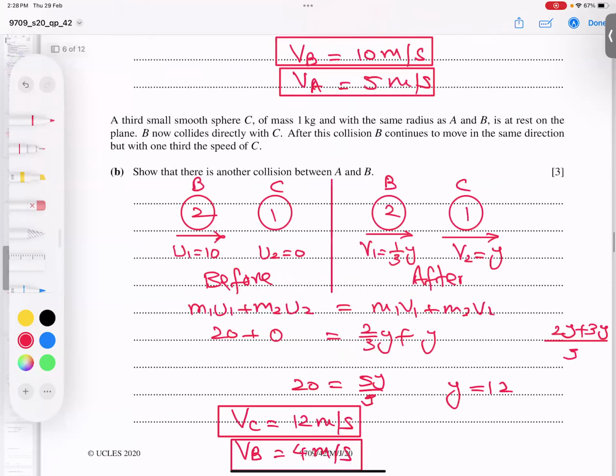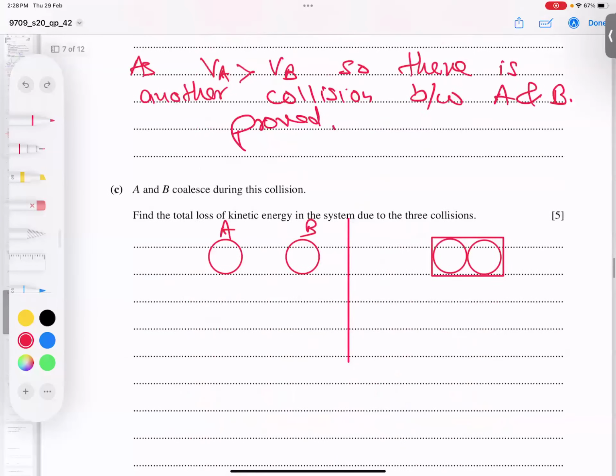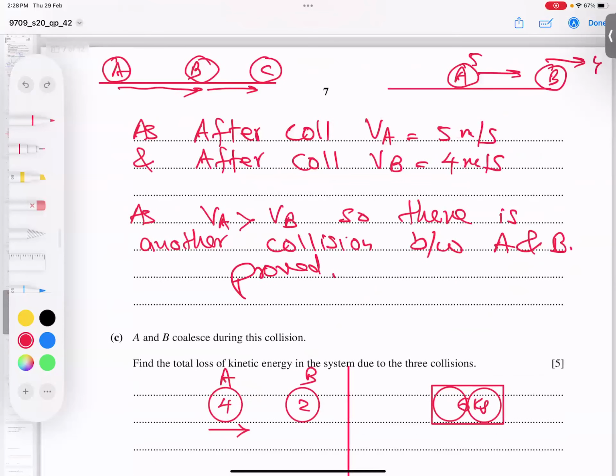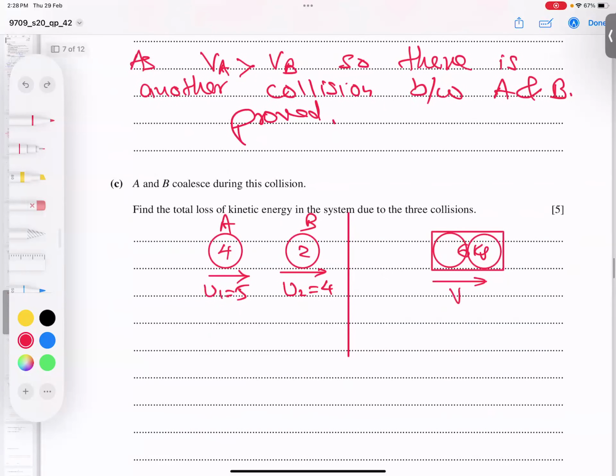I think A and B are 4 and 2 kilogram. A is 4, B is 2. So 4 kilogram plus 2 kilogram gives us 6 kilogram altogether. A is moving with speed of 5, and B is moving with speed of 4. Both are going to the right side, and naturally the system will go right side with a combined velocity V. This is before collision and that is after collision.